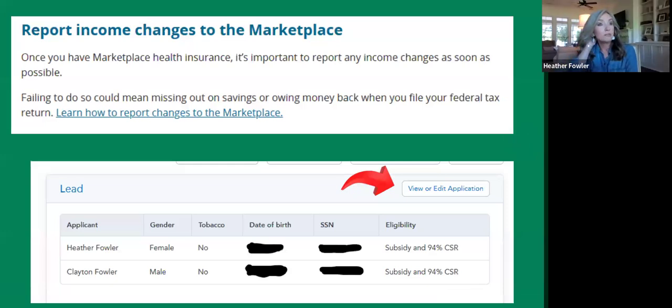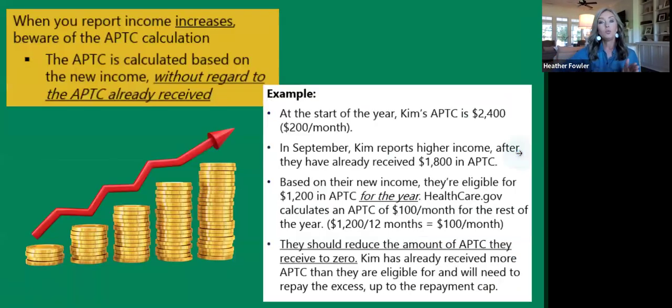Okay. And so just very important, make sure people know that they need to report their changes to you or to the marketplace. I always encourage people to just call me if they have something change about their income, and you can just go in and click on view or edit their application, go to income, and then update that. You will need to go ahead and click all the way through the application, because their premium tax credit will probably change, their premium will probably change, and they'll need to re-enroll. I thought I had a little slide.